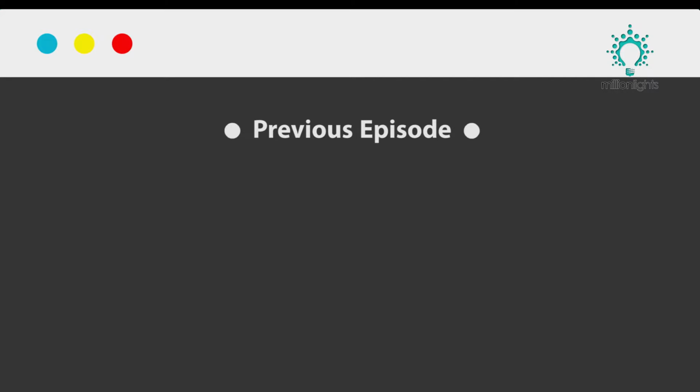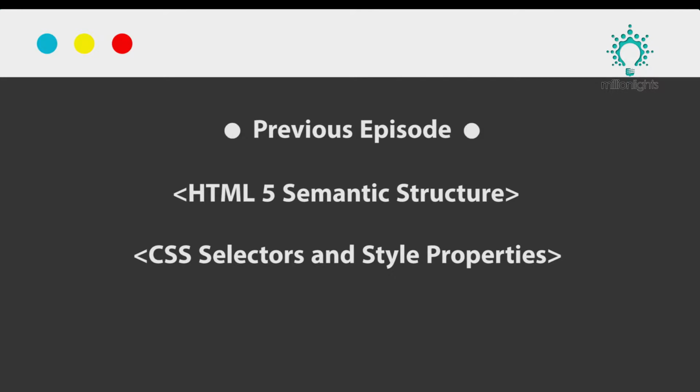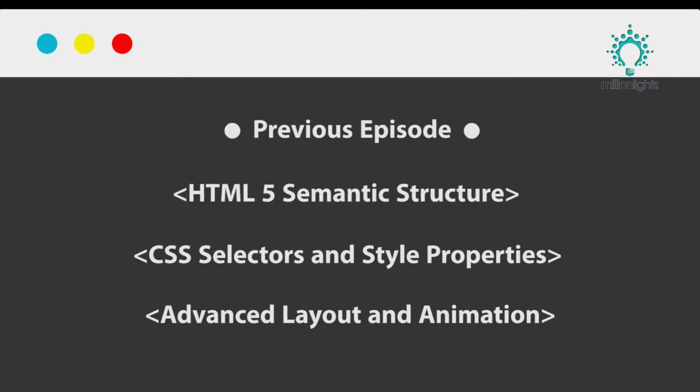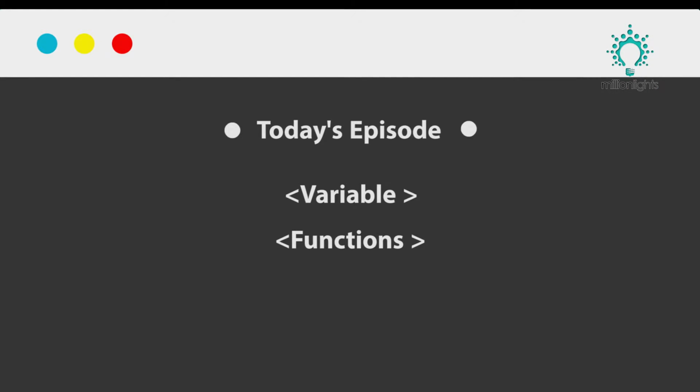In these previous episodes, we have covered HTML5 semantic structures, CSS selectors and style properties, and advanced layout and animation. In this episode, we will cover Module 4, in which we will learn variable functions, function scopes, and arrays.